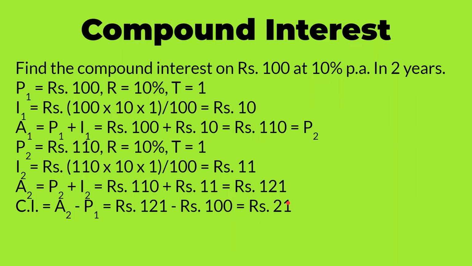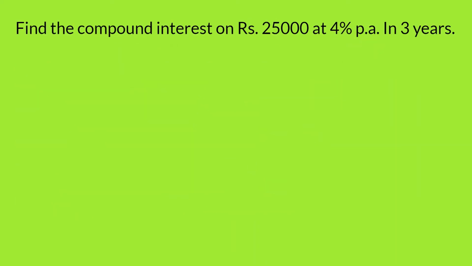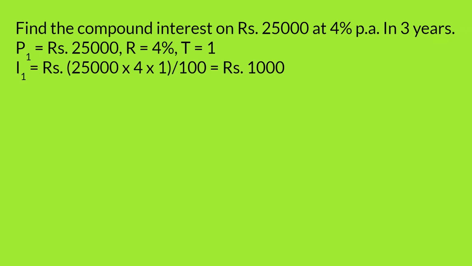Now let's see a problem involving 3 years. Find the compound interest on 25,000 rupees at 4% per annum in 3 years. So for the first year, principal is 25,000, rate is 4, T time period is 1. So interest 1 is equal to rupees 25,000 into 4 into 1 upon 100 is equal to 1000. These two zeros cancel these two, 250 into 4, 1000.